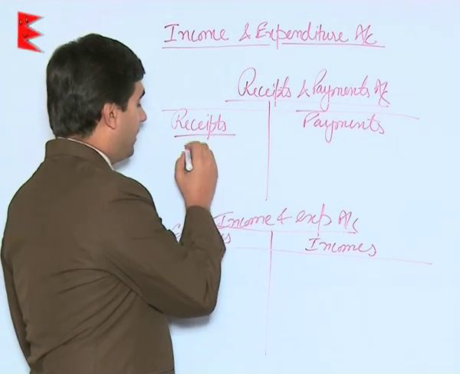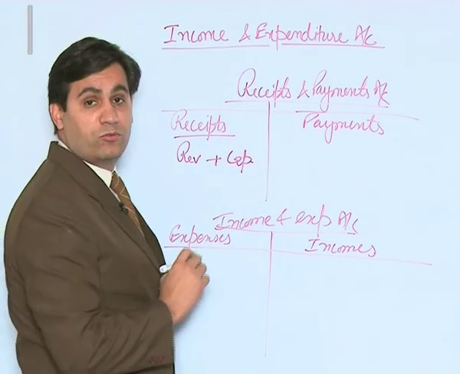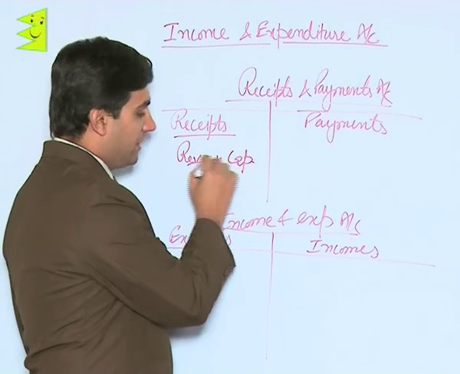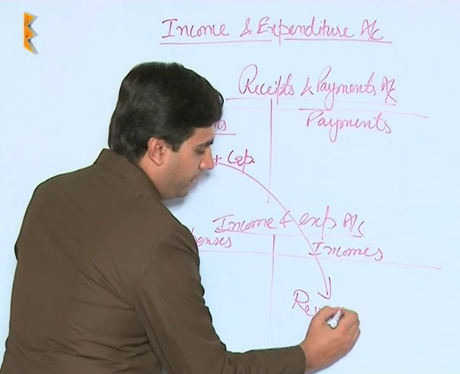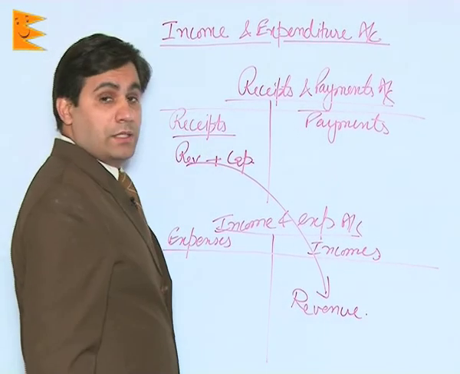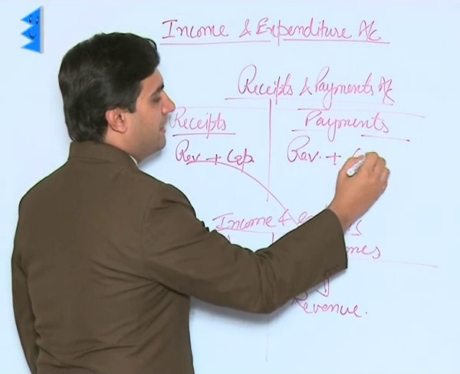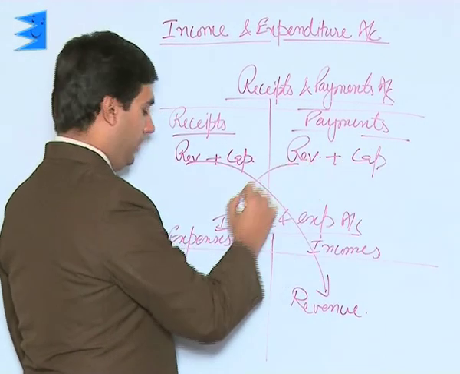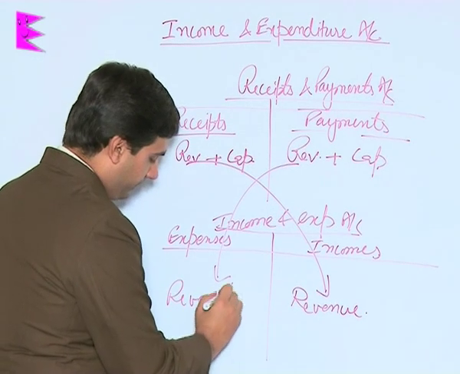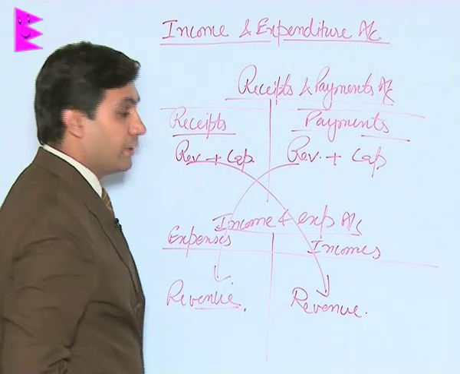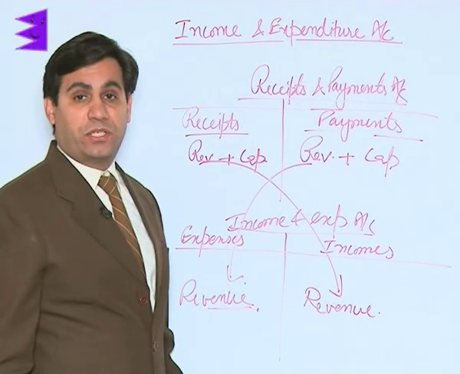So in receipts, you would have revenue plus capital. Both items would be here. But out of these, only revenue items would come onto your income side. Similarly, on payment side, you would have both kind of payments, revenue plus capital. But it is only the revenue payments which would come on the expenses side. Right, students? The capital items would then be adjusted into the balance sheet.